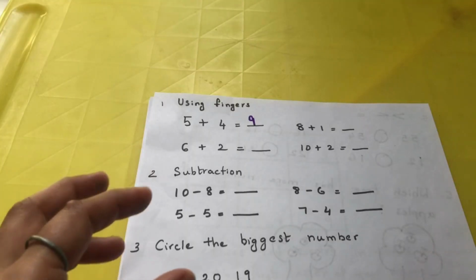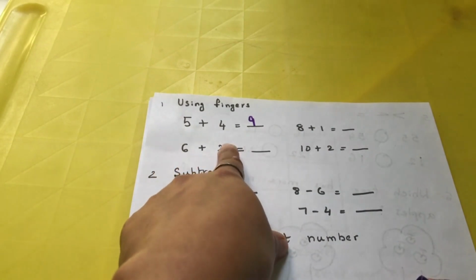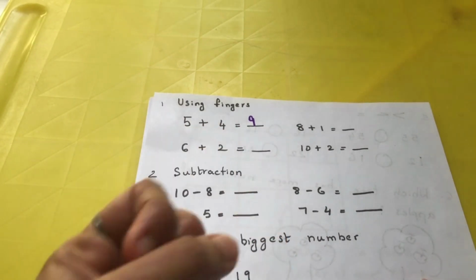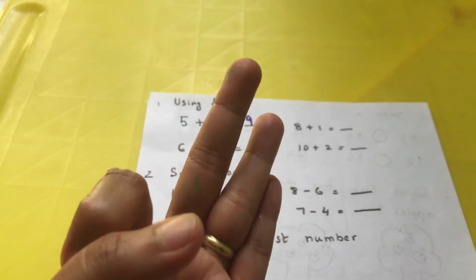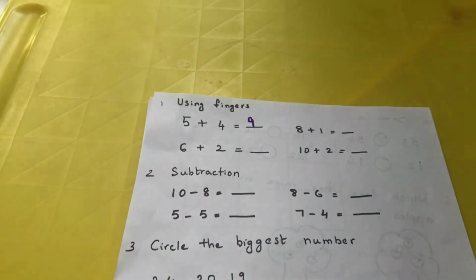Next activity sheet is a very basic one. I wrote simple equations here. Now the kid has to find the answer using fingers. For example, the first one is 5 plus 4. So after 5 comes 6, 7, 8, 9. So he has to write the answer 9. Like this, he has to do the remaining equations.